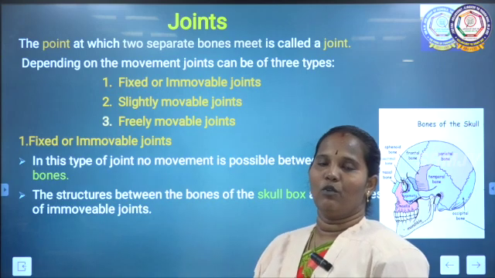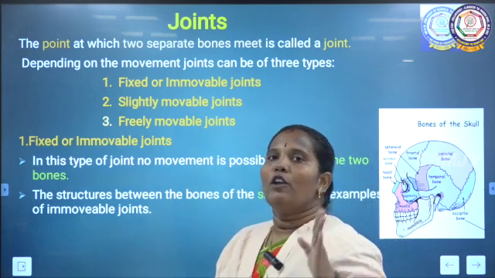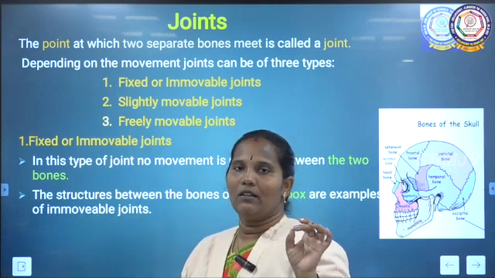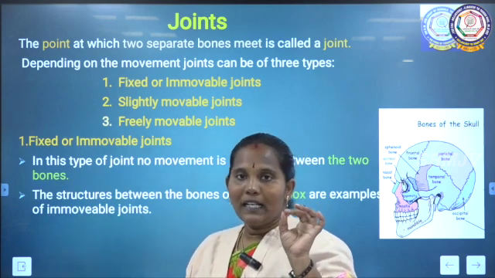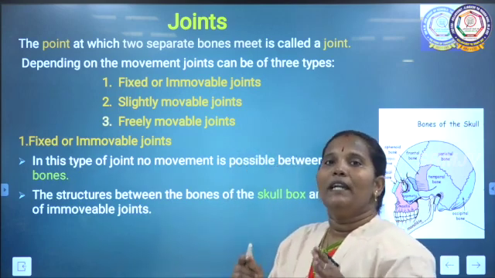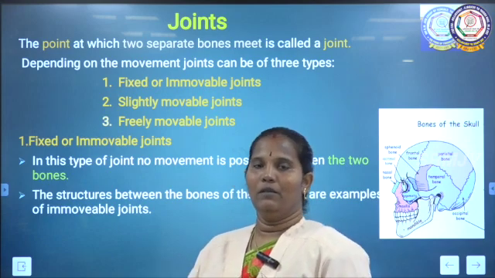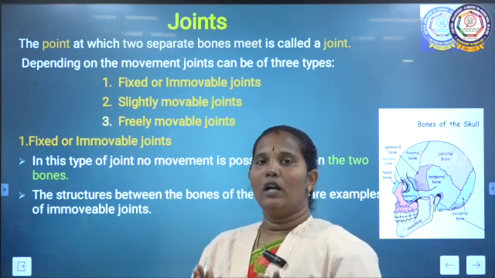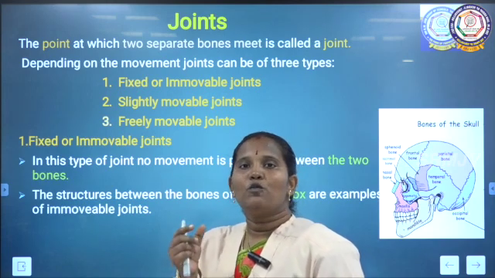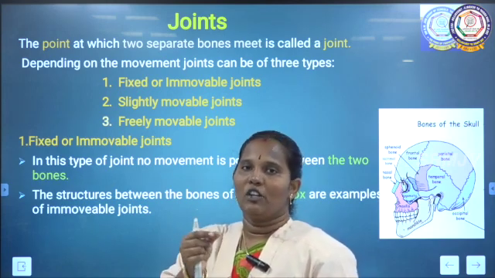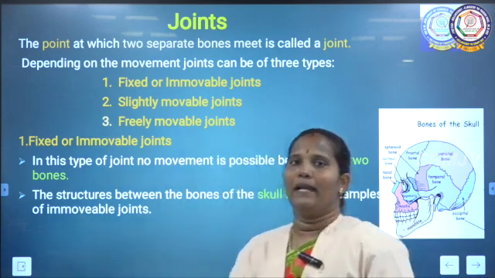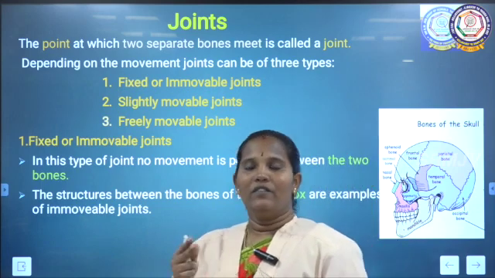Joints means what? We know that two or more bones meet in a particular place. That particular point is called a joint. We know that different types of joints are there in our body. We know that there are 206 bones in an adult human body. Each bone is joined in a particular place for movement. Depending on their movement, the joints can be classified into 3 types.